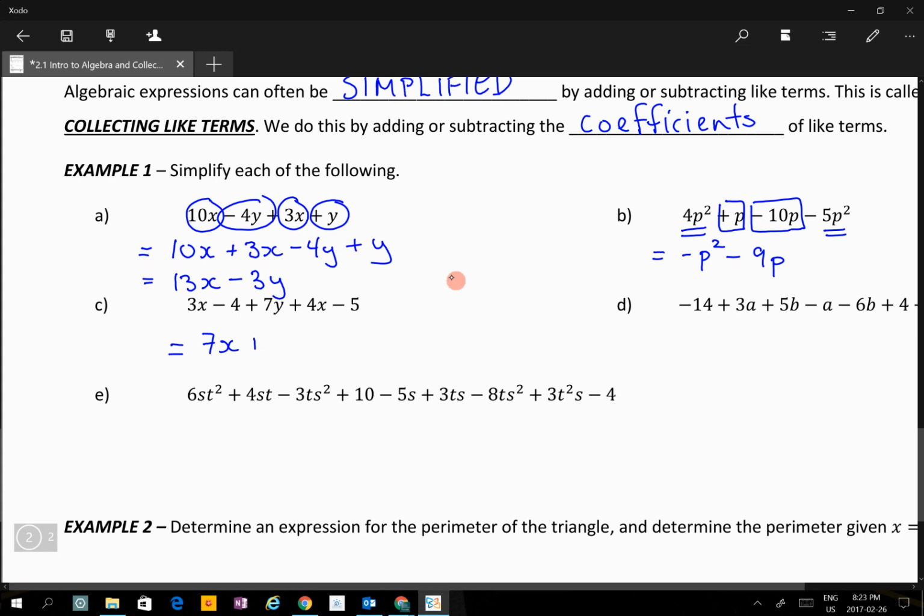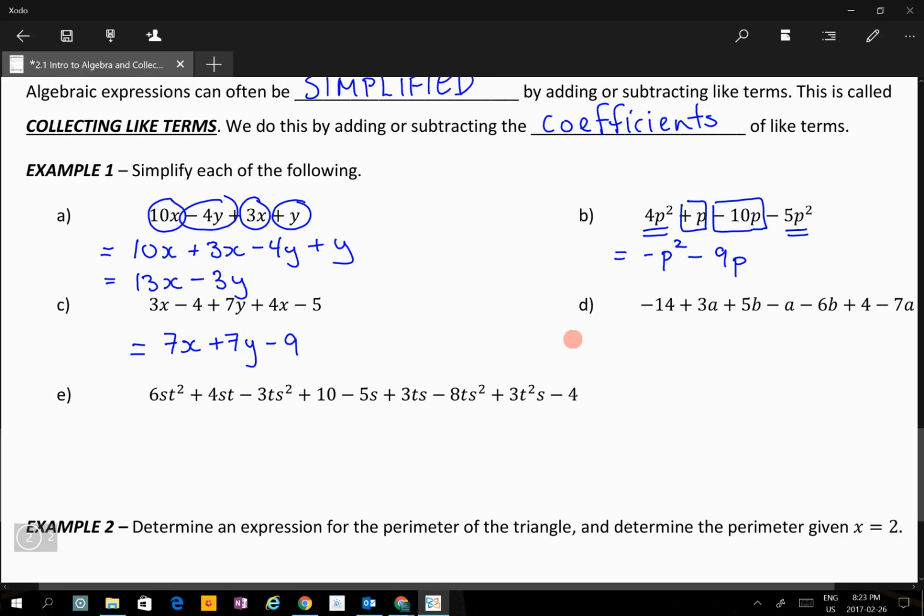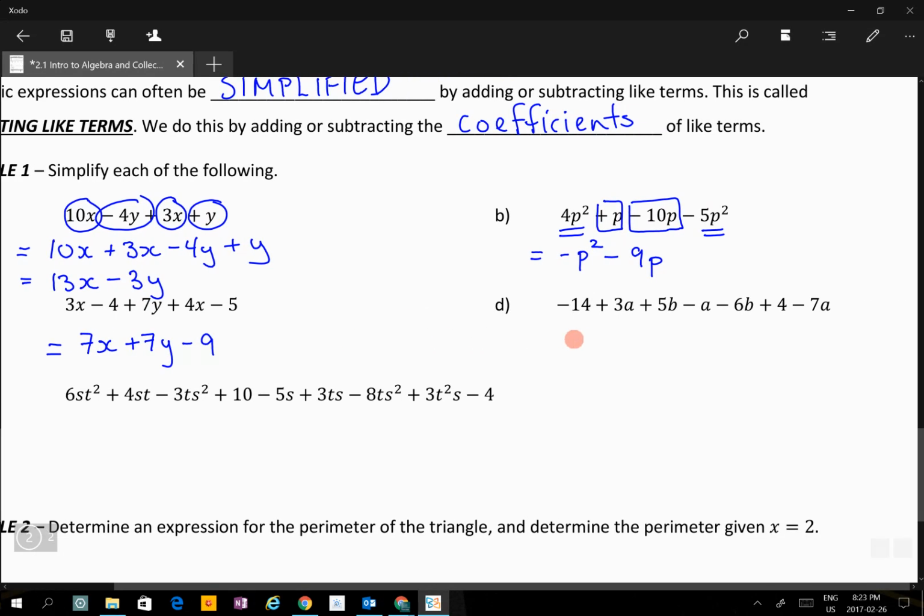I have a lone 7y over there. And I have my constant terms. So you have to collect the constant terms as well. So minus 4 minus 5 becomes minus 9. Minus 4 take away 5 is minus 9. And over here, what are my like terms? A's and B's and the constant. So collect the a's. So 3a, take away an a, take away 7 more a's, gives me negative 5a.